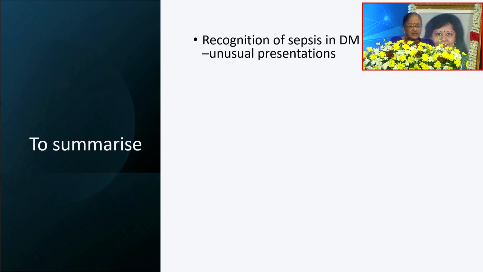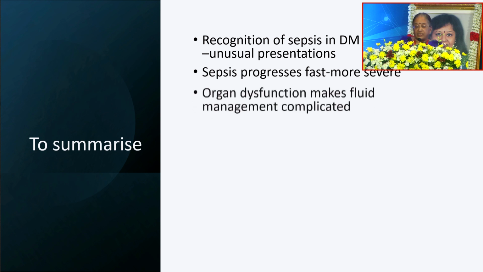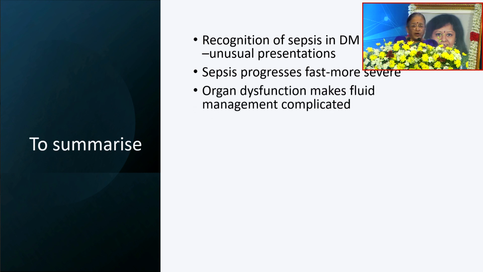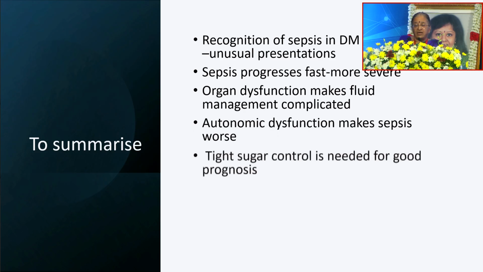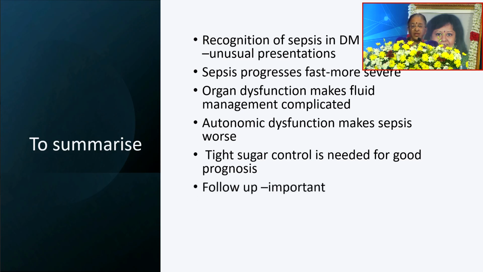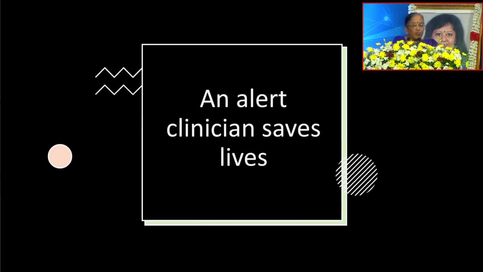Just to summarize, recognition of sepsis in diabetes is challenging because you have unusual presentations. Sepsis progresses fast and becomes more severe in diabetics. Organ dysfunction makes fluid management complicated. Autonomic dysfunction makes sepsis worse. Tight control is needed for good prognosis. You do not want glycemic variability, and follow-up is very important. Gaps in understanding, maybe we'll understand more with better targets. And most importantly, it's the alert clinician that saves life in diabetes and sepsis.